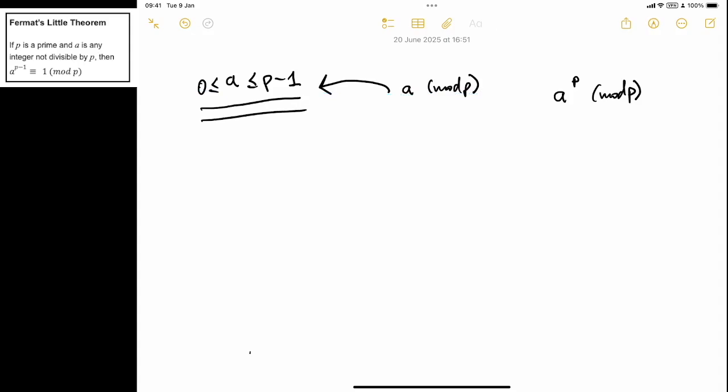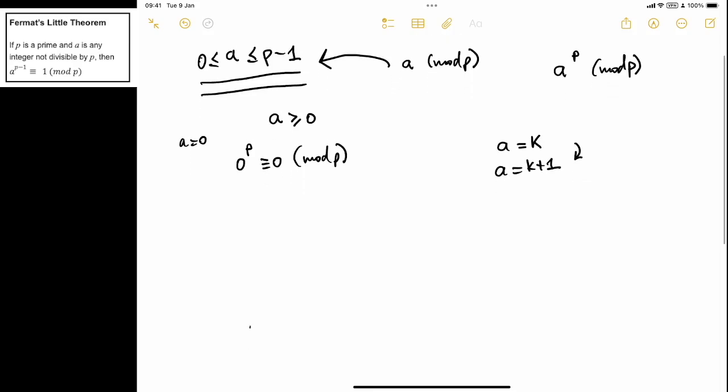To prove the theorem, we will use the method of mathematical induction, and we will prove the theorem for all integers a more than 0. The base step is a equals 0: 0 to the power of p equals 0 modulo p. It's trivial. Next we must show that if the statement is true for a equals k, it is also true for a equals k plus 1. This is the induction step, and if we prove that, we will prove Fermat's Little Theorem.